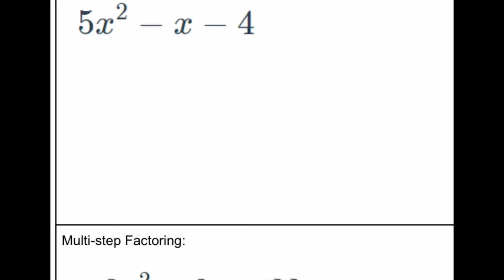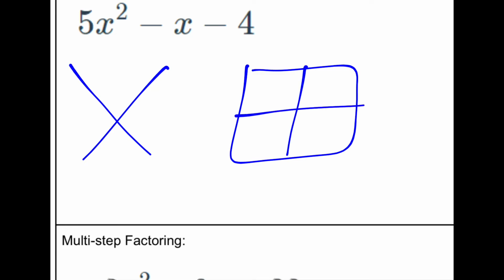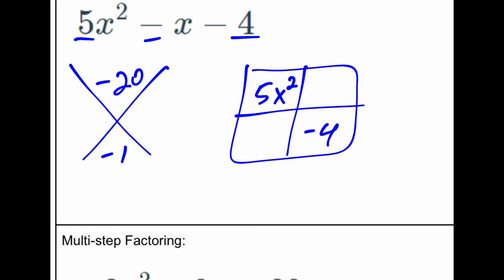Let's see another one. If you wanted to, you could set up your box, x in your box first. Some students got in the habit of writing their 5x squared or their minus 4 before doing anything. On the top, we're going to take a times c, so that's a negative 20. On the bottom, we're going to take b, which is a negative 1. We're looking for two numbers that multiply to give us negative 20 and add to give us negative 1. So that's negative 5 and positive 4.